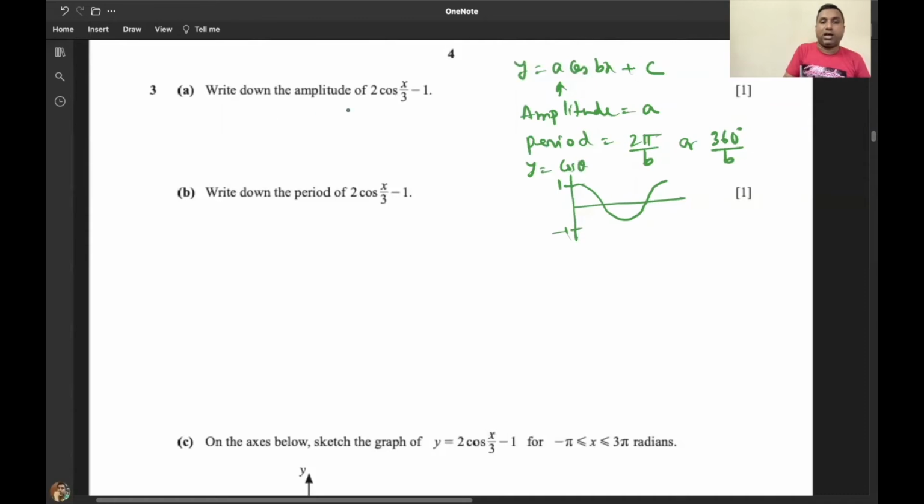Okay, now write down the amplitude of 2 cos x by 3 minus 1. This is very easy maths. See, a is the amplitude, so 2 is the amplitude. So amplitude is 2 here. Write down the period of 2 cos x by 3 minus 1. So period is 2 pi by b, b is here 1 by 3, so this will be 6 pi. See here, this is also for 1 mark.